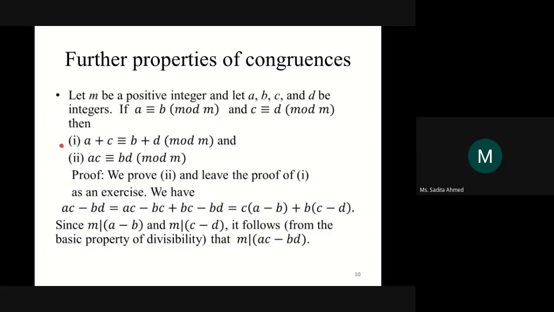And you were supposed to think about the proof for this property, where it says that if some integer A is congruent to some integer B mod a positive integer M, and some integer C is congruent to some integer D mod M, in that case, the summation of the left-hand side, A plus C, is congruent to the summation of the right-hand side, B plus D mod M. That is what you were supposed to think about, how to prove this. Does anybody have any idea or clue how we could possibly prove this?